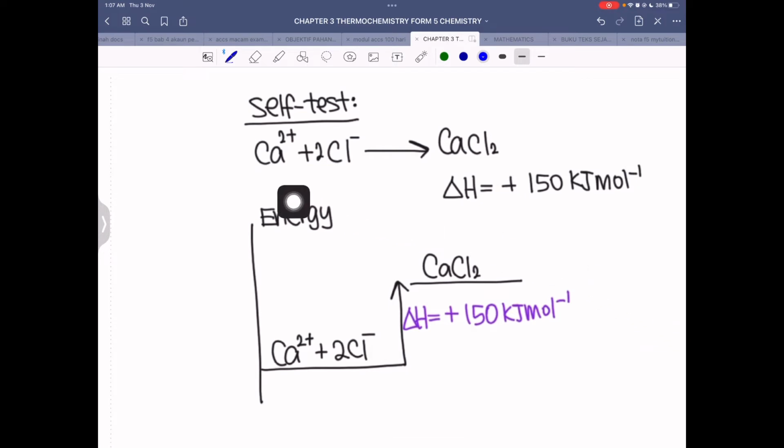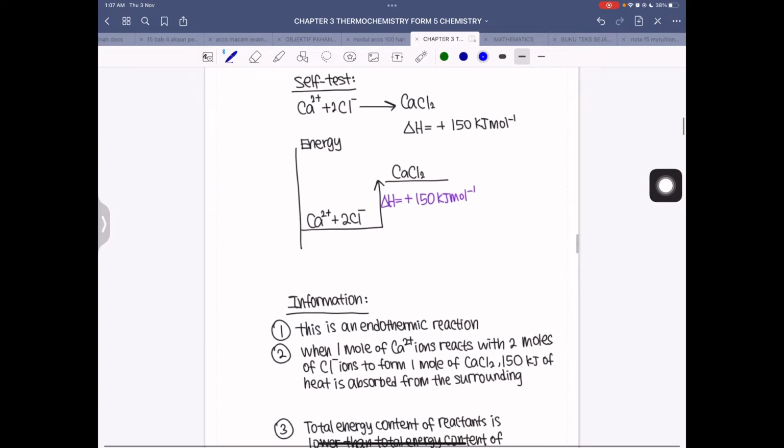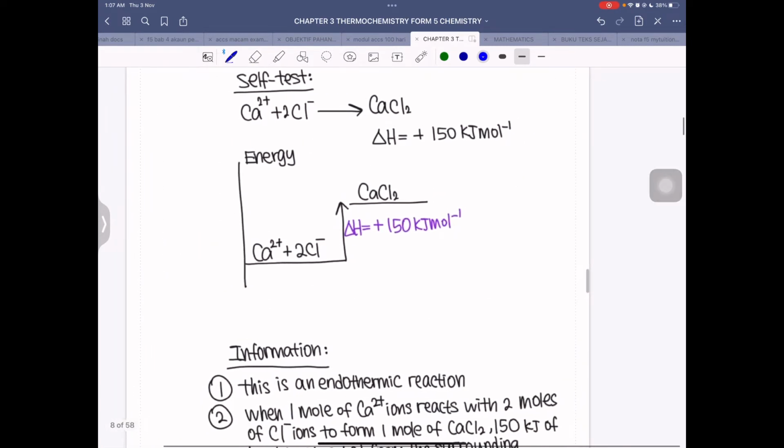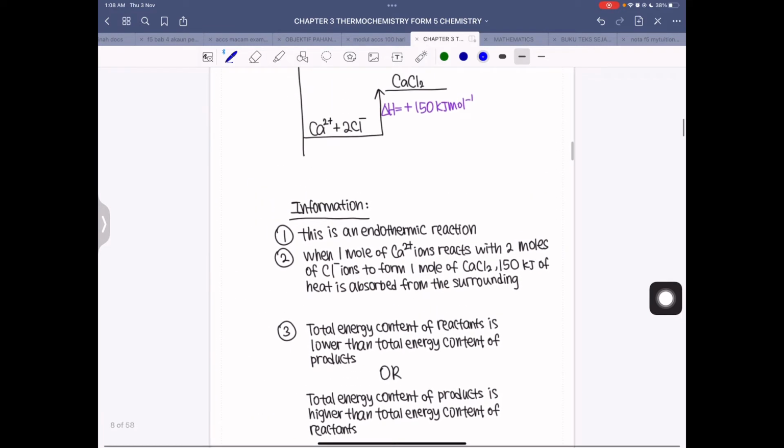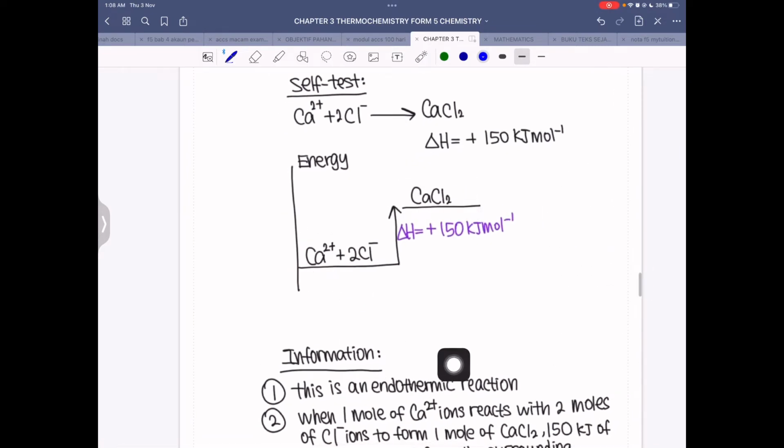So as you can see, 1 mole of calcium ion, calcium 2 plus ion, reacts with 2 moles of chloride ion. It will produce 1 mole of calcium chloride, and 150 kilojoules is absorbed. Okay, so then you can say whether it's an endothermic or exothermic reaction. So when it absorbs, it is obviously an endothermic reaction. Then you're going to determine which part has the higher or lower energy content level. So the total energy content of, in this case, the product is more than the reactant.